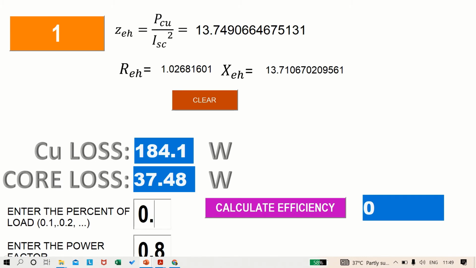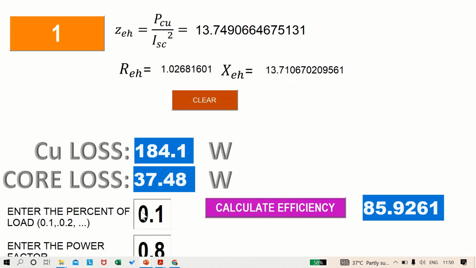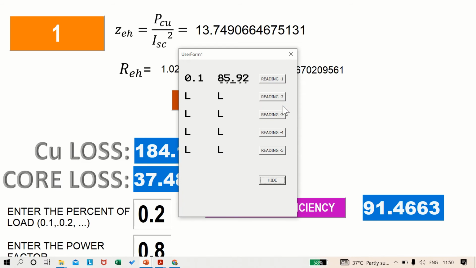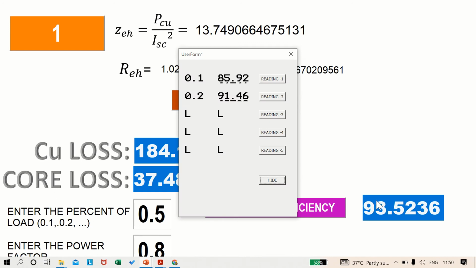Suppose I want to calculate at 0.1 times the rated capacity, then if I click calculate efficiency, the efficiency is calculated, and we will take it as reading number 1. So 0.1 is reading number 1. Next, I will increase the capacity to 0.2 times the rated capacity and click calculate efficiency. Now this is reading number 2. Now I will increase to 0.5. Let us see what the efficiency will be. So now the efficiency is 93.52.